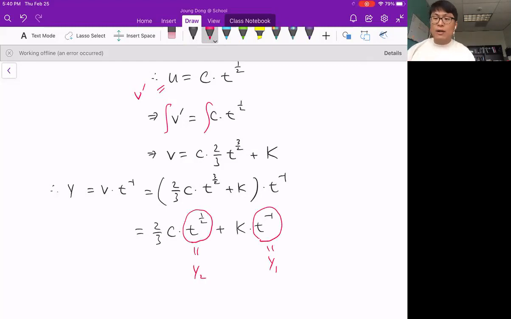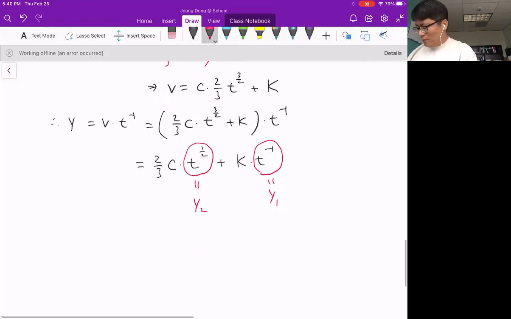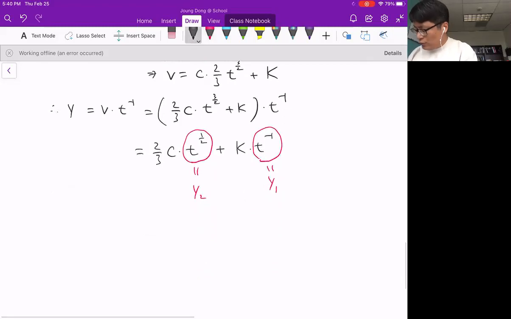Definitely, we have to check that the Wronskian is not equal to 0 for this case with y1 and y2. But it is obvious, okay? When you calculate this one, the Wronskian is not equal to 0, okay? Then we can say y1 and y2 are particular solutions which form a fundamental set of solutions, okay? Does it make sense? So finally, we found y1 and y2.